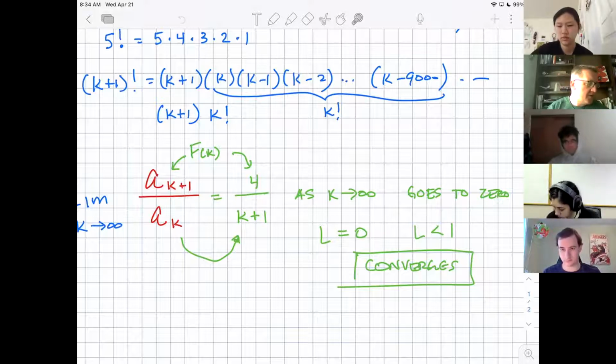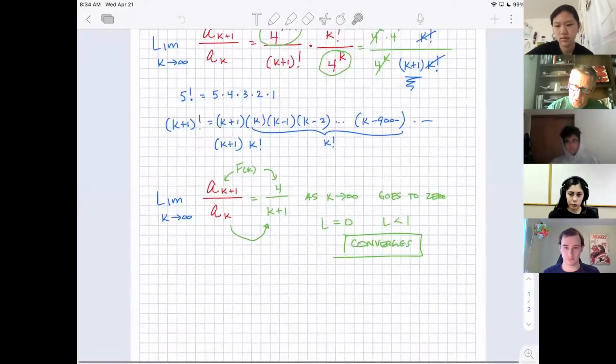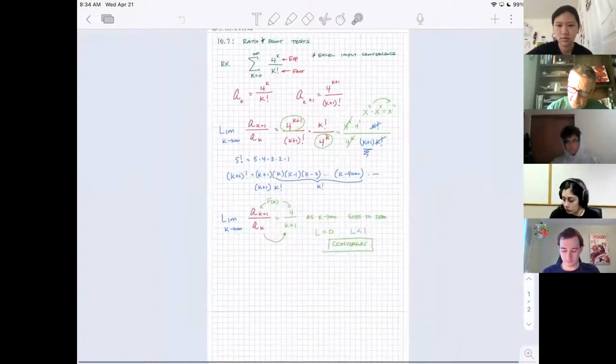That's the ratio test. Let's try another ratio test problem. Let's look at another example.